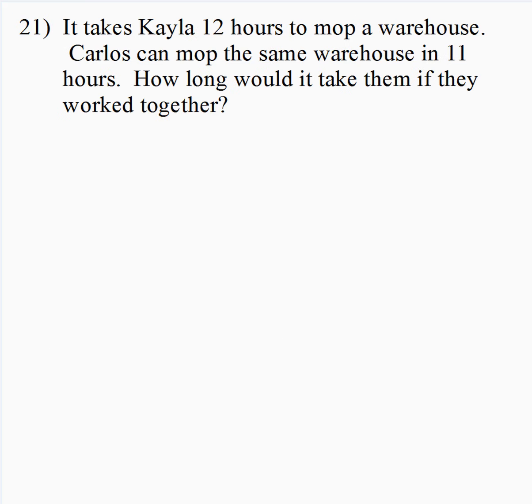Our next one's going to be very similar. Kayla takes 12 hours to mop the warehouse, where Carlos can mop it in 11. How long would it take them if they work together? Actually, it's the exact same idea. So we've got Kayla can do a 12th of the job in 1 hour. Carlos can do an 11th of the job in 1 hour. What can they do together? Well, they can do 1 over x. And so we're simply going to do 1/12 plus 1/11 equals 1 over x.